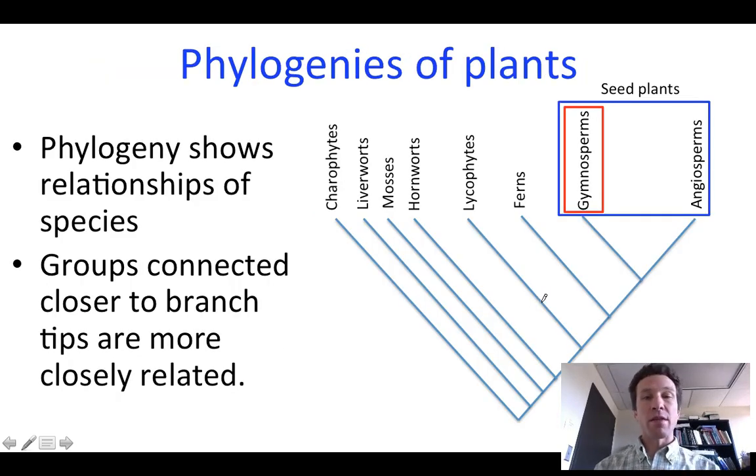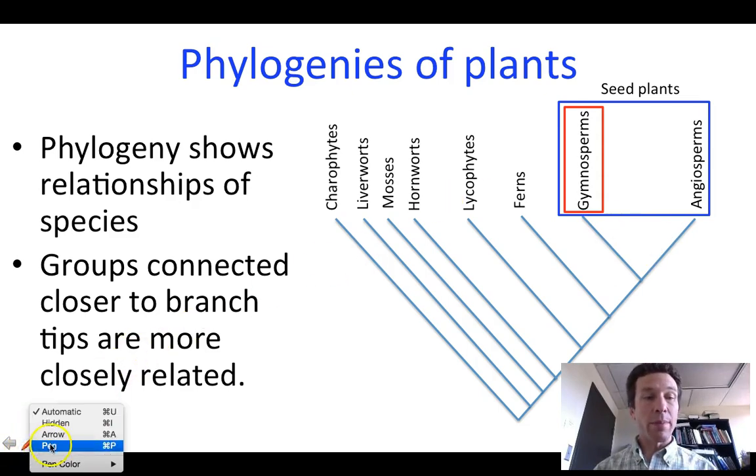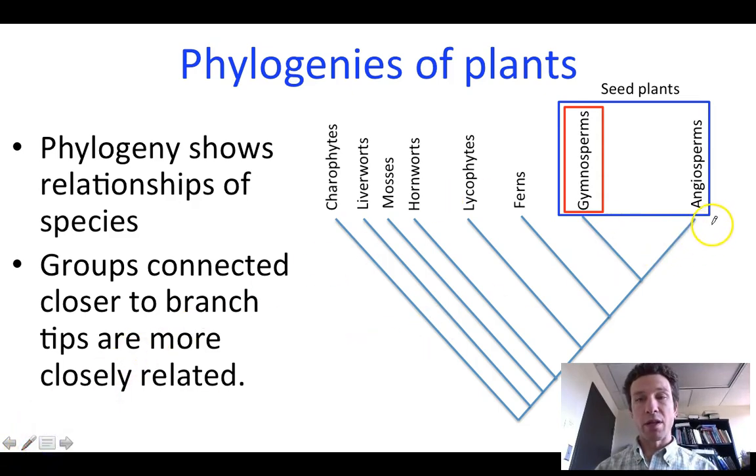When we look at these groups on the phylogeny, remember this shows the relationships among species, and anything connected closer to the top of the diagram is more closely related. So on this diagram we can see that the connection closest to the top right here is between the gymnosperms and the angiosperms. That means they are more closely related to each other than they are to anything else. And you can see too that the gymnosperms and angiosperms are put in this box because these are the two groups that comprise the seed plants.